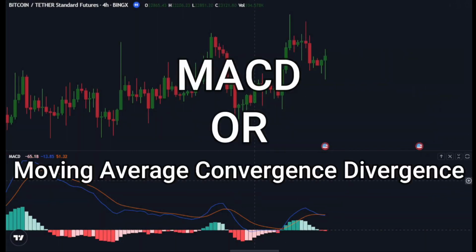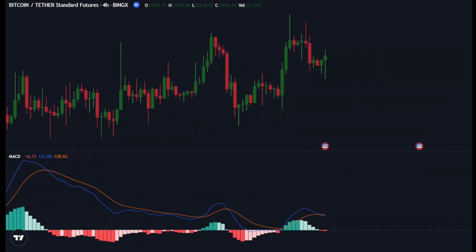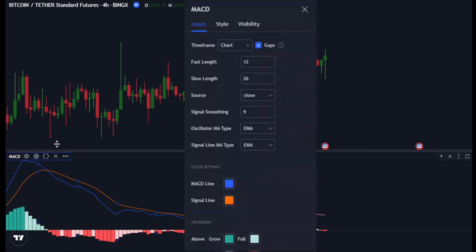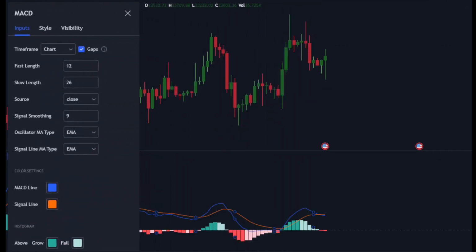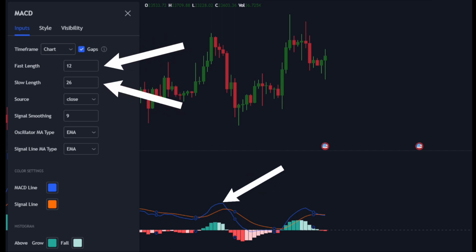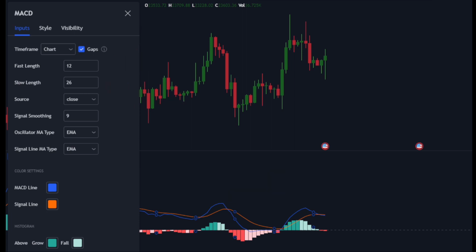MACD, or Moving Average Convergence Divergence, is a popular technical indicator used in trading. It is a momentum indicator that measures the difference between two exponential moving averages of an asset's price. The MACD line is created by subtracting the 26-period EMA from the 12-period EMA, while the signal line is a 9-period EMA of the MACD line.